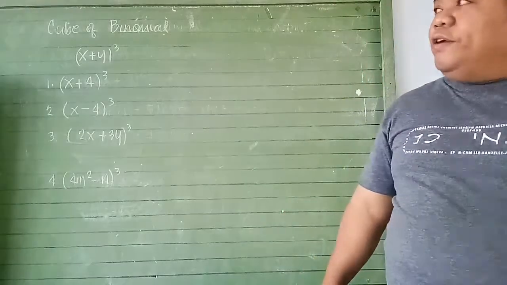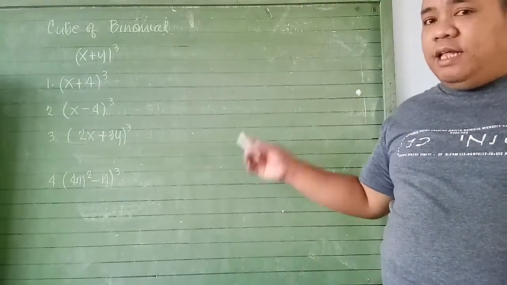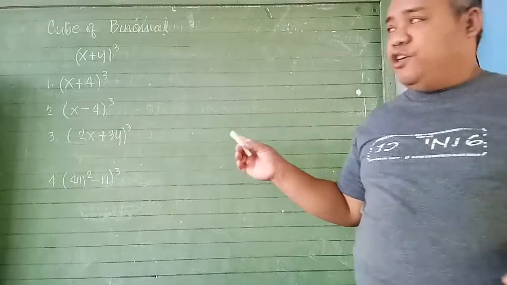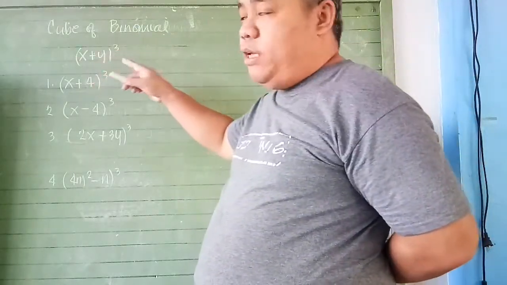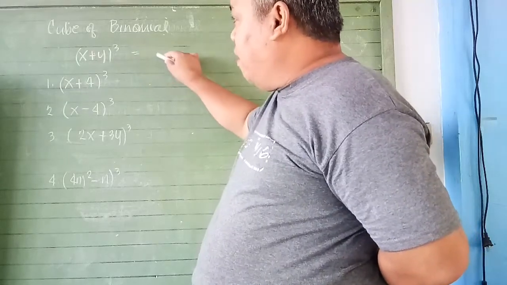So this time, we're going to discuss the cube of binomial. Let us show you first the pattern of this multiplication. Let's say we have here x plus y cube. So the pattern should be like this one.